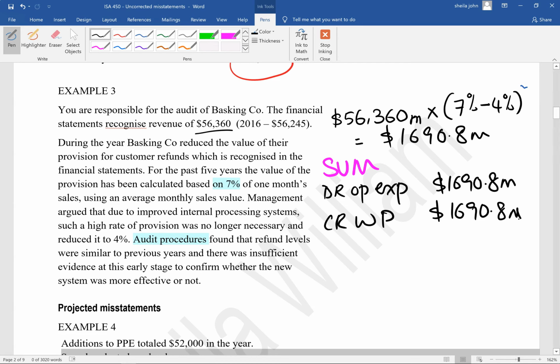Okay, so that is judgmental misstatements. We're just going to pile up all the misstatements into the summary of uncorrected misstatements first, and then we're going to go and talk to the client about it.